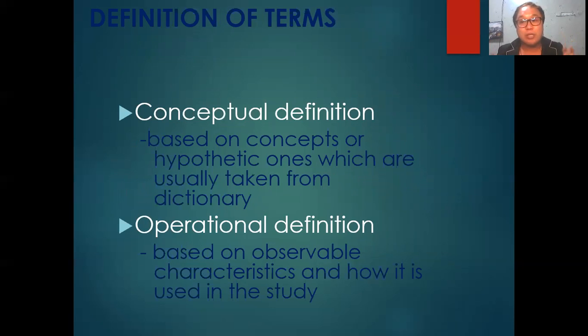So actually there are two types of definition. You can write it as conceptual, meaning based on concepts or hypothetical ones which are usually taken from the dictionary, while operational definition is based on observable characteristics and how it is used in the study. Now in our research, we usually use operational definition.